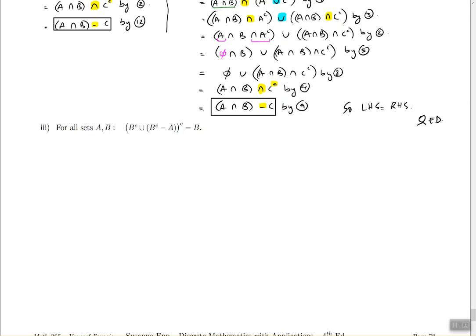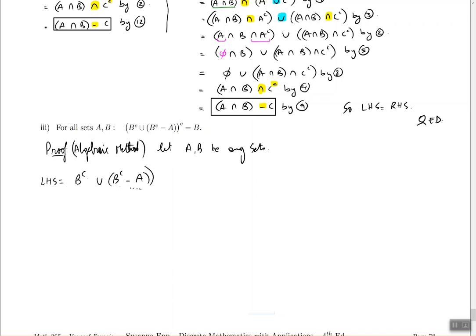Okay, finally again, we have to prove or disprove the third part of example 4, which says B complement union (B complement minus A) complement is equal to B. I'm going to be doing a proof with an algebraic method. So again, I'm going to start with the left-hand side, which is B complement union (B complement minus A) and everything complement. I would like to prove eventually that this is equal to B.